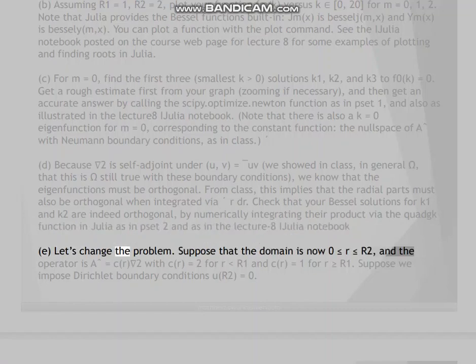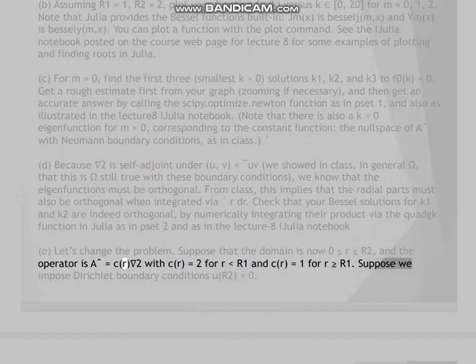E. Let's change the problem. Suppose that the domain is now 0 ≤ r ≤ r2, and the operator is A = c(r)∇² with c(r) = 2 for r < r1 and c(r) = 1 for r ≥ r1. Suppose we impose Dirichlet boundary conditions u(r2) = 0.